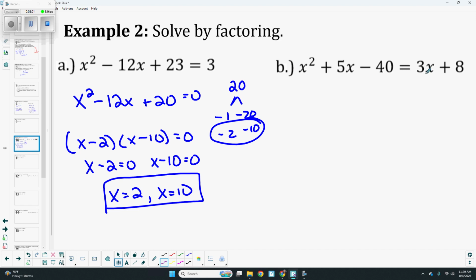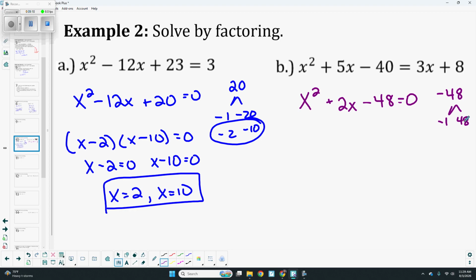For b, we have quite a lot to do. We're going to minus 3x and minus the 8. So it's going to be x squared plus 2x minus 48 equals 0. So now we have a negative number. So one's positive, one negative. The bigger one has to be positive to end up with positive.